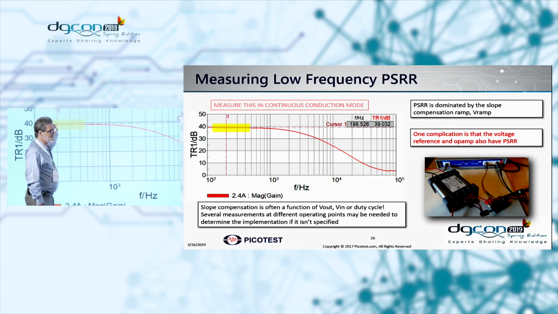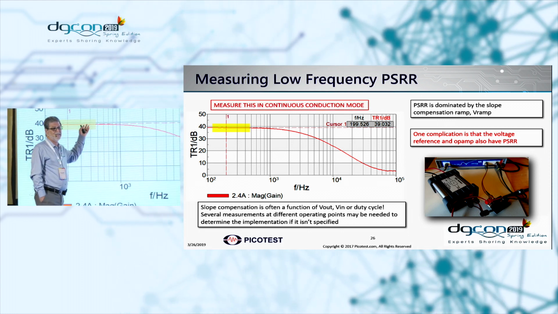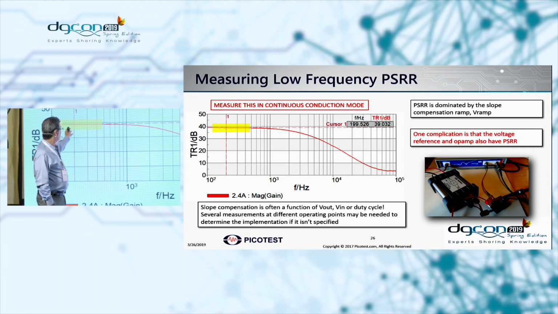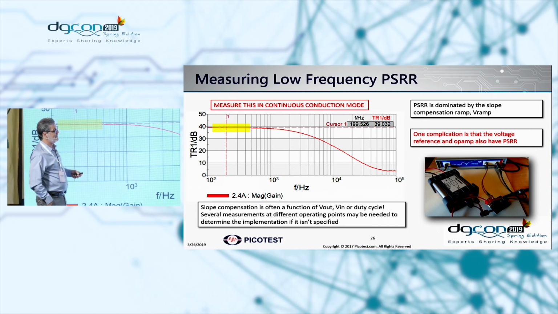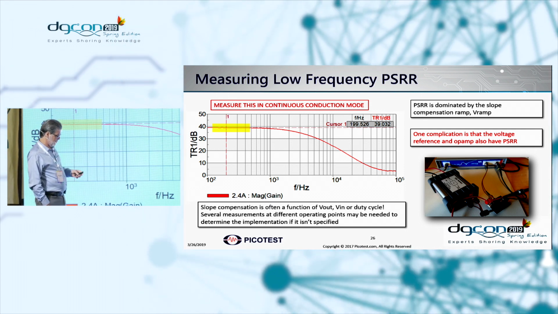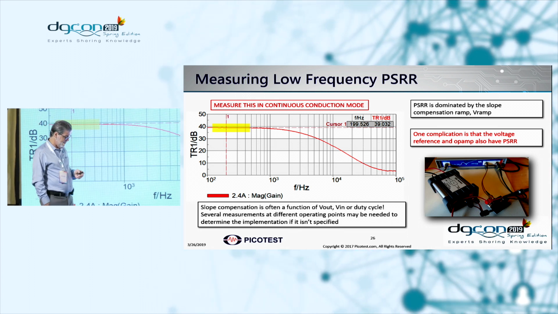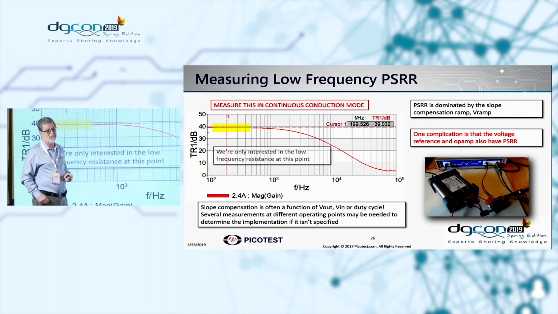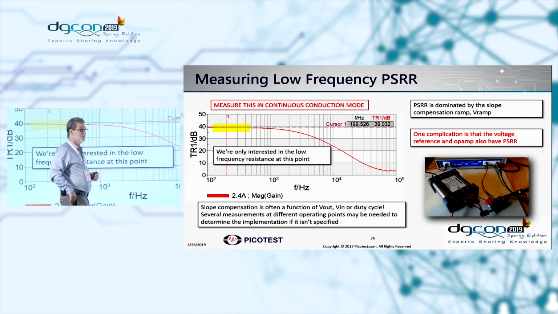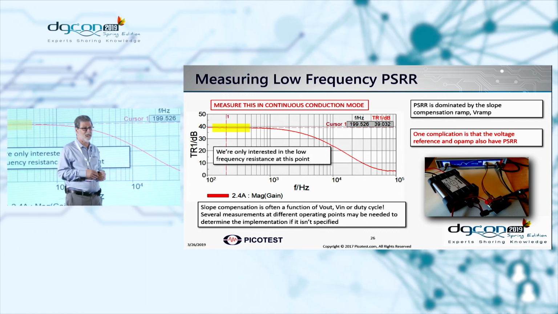For PSR, we're also interested in the low frequency part of the curve. That tells us about the ramp and the slope compensator, and also it tends to be the easiest place to measure. So that works out really well, and it's a very simple measurement. We make that measurement on a frequency response analyzer, whereas the output impedance we make on a vector network analyzer.